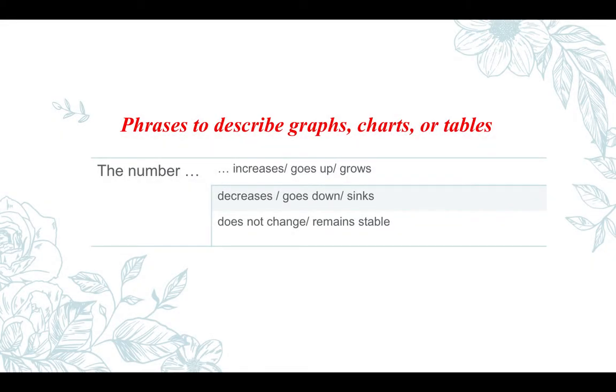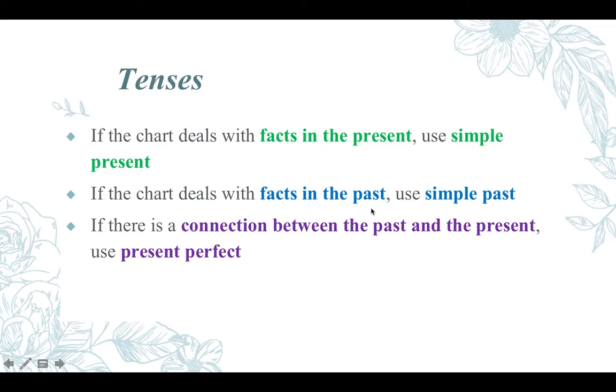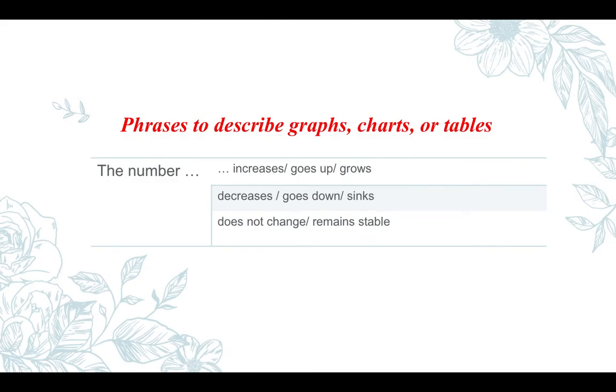Okay, so some phrases that you want to use to describe could be the number of blah blah blah. Does it increase? Does it go up, or does it grow? Does it decrease? Does it go down? Does it sink? Does it not change or remain stable? So I will try and upload some examples and some phrases that you can use to describe your visual information on Blackboard. So please check it out as well.